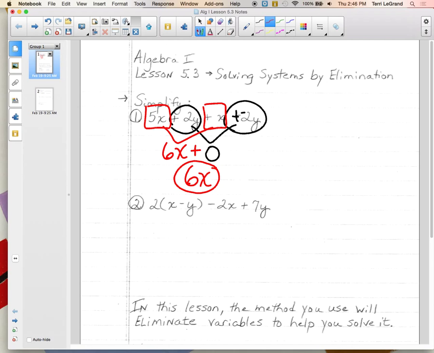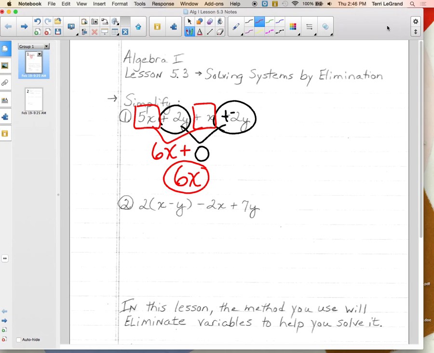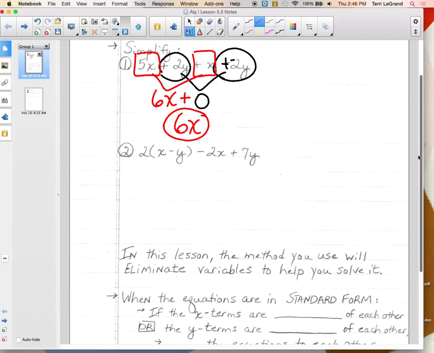Okay? How about what happened in number 2? Anything eliminate there? But the first thing you have to do in this one is what? There's more than one simplifying step, not just combining like terms, but what else do you have to do? Distributive property. So you have to do the distributive property first. Good. And when we distribute 2 over x minus y, what do we get? 2x minus 2y, okay?